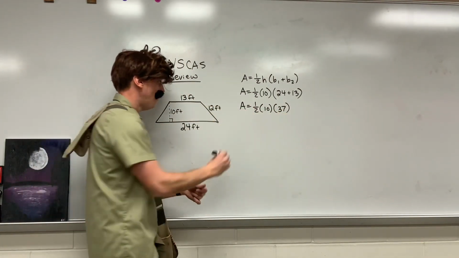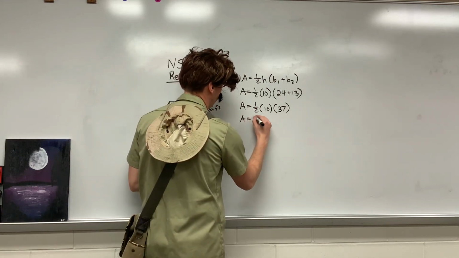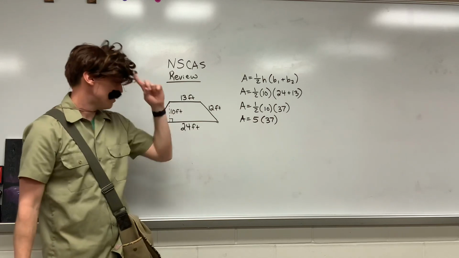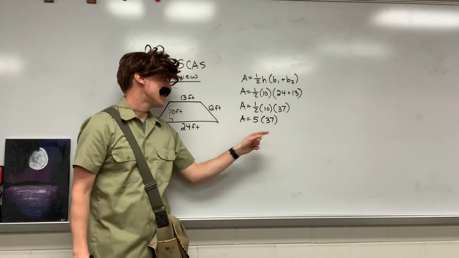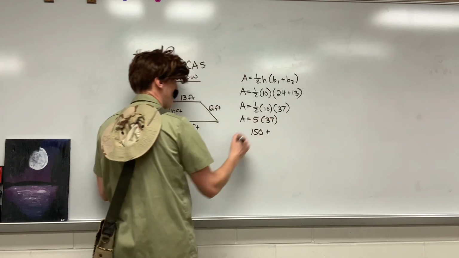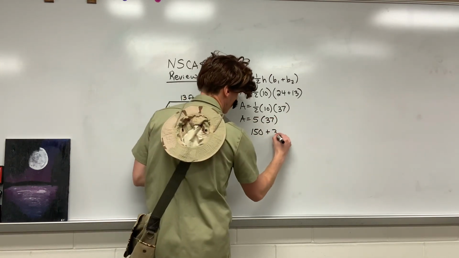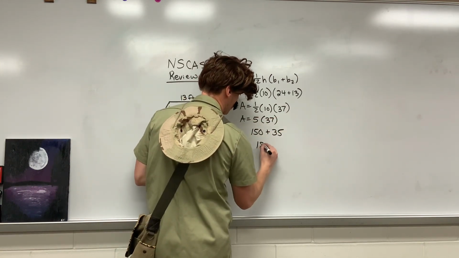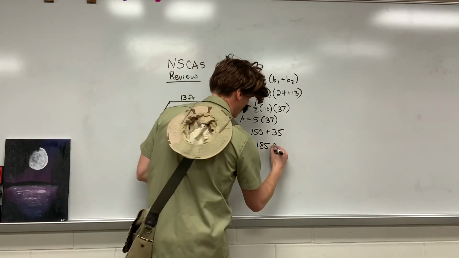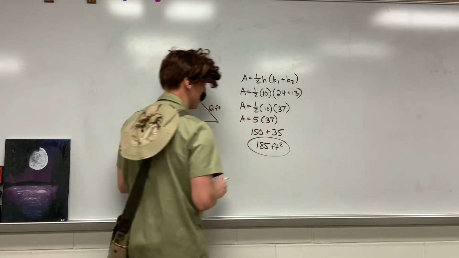Half of 10 is 5. So I have A equals 5 times 37. Now using the distributive property in my noggin, I'm going to do 5 times 30, which is 150, plus 5 times 7, which is 35. I get a final answer of 185. Now, it's feet, so I'm going to say feet squared, and that's my area, and I'm sticking to it.